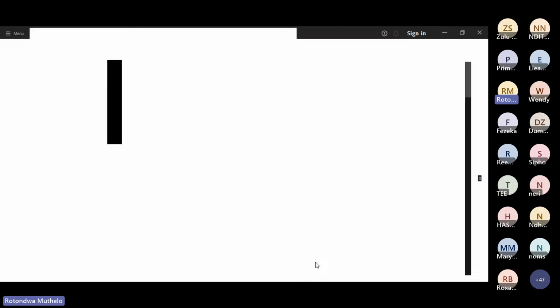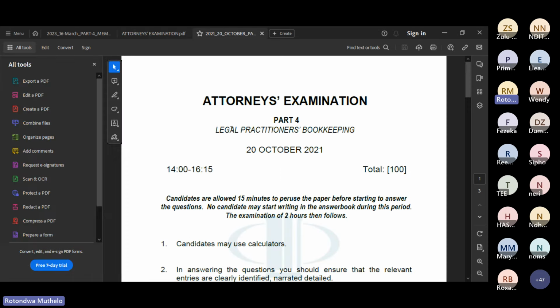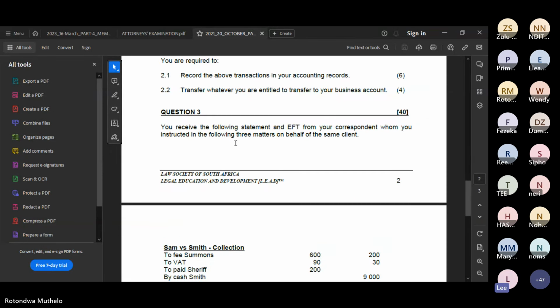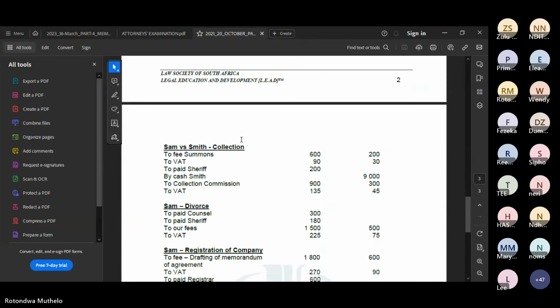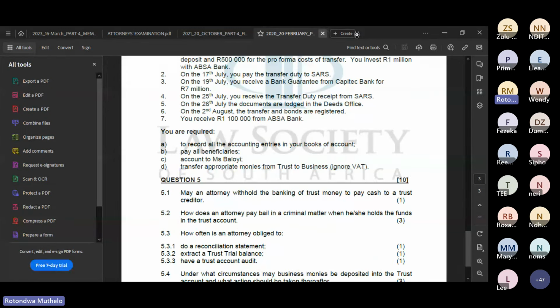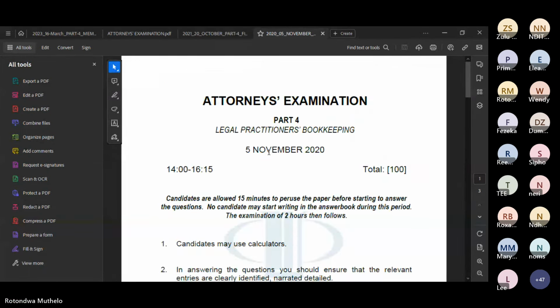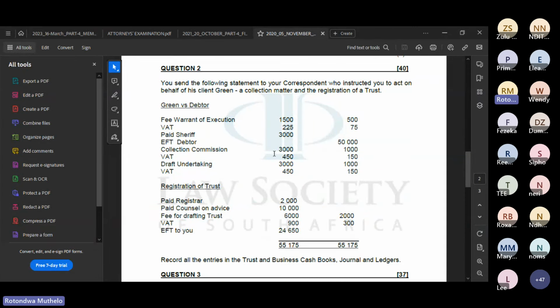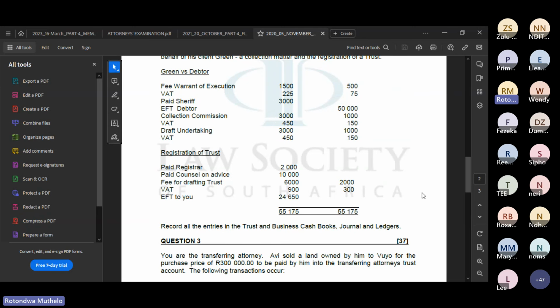Let me just open a previous question paper here from the other years before, so that we can look at it and see what the problem is with this recent one. Let me just look real quick. I'm looking for one. This question that I'm looking for, it's on the recent question paper. Oh, great, wonderful, I found it.